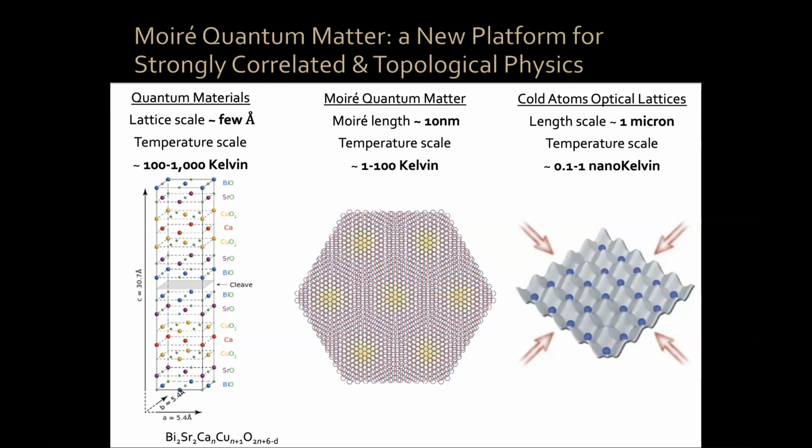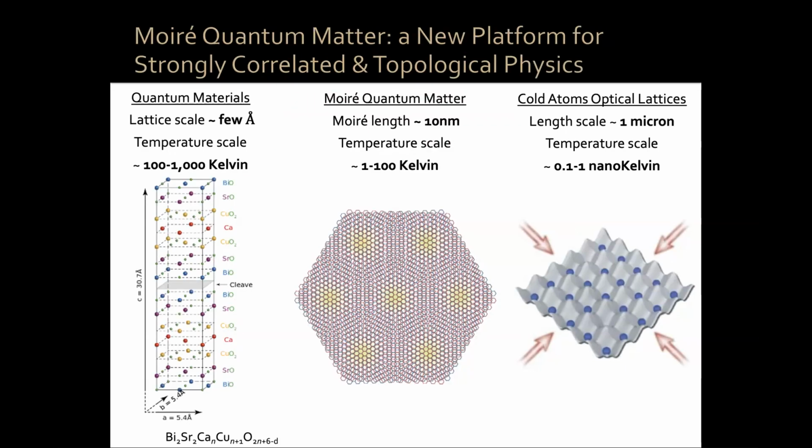Associated with these length scales are energy or temperature scales. In quantum materials, often energy scales are of the order of 100 or 1000 Kelvin. In cold atoms, 0.1 nanokelvin. In moiré quantum matter, 1 to 100 Kelvin, which is a convenient energy scale to explore in a solid-state physics laboratory. Here, we have a lot more control over the system than we traditionally have in quantum materials, not quite as much as with cold atoms, but as you will see, we have been able to realize many, many phases of quantum matter.